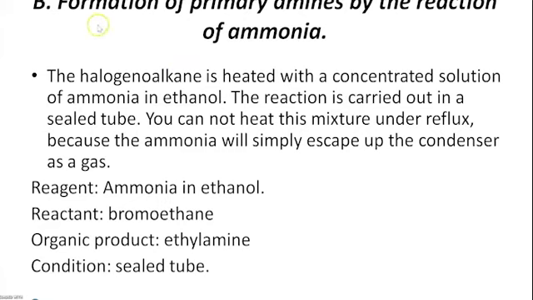Another reaction: formation of primary amines by the reaction of ammonia. The halogenoalkane is heated with a concentrated solution of ammonia in ethanol. What does it mean? Ammonia in ethanol. Ammonia should be dissolved in ethanol. The reaction is carried out in a sealed tube. You cannot heat this mixture under reflux, because the ammonia will simply escape up the condenser as a gas.